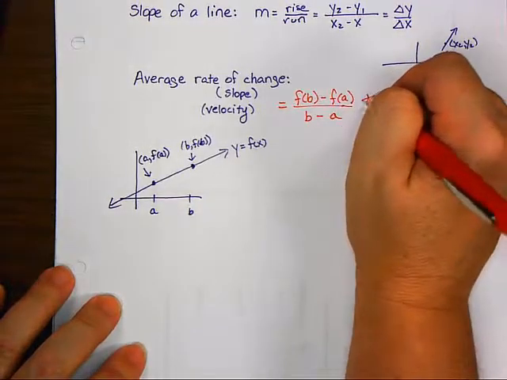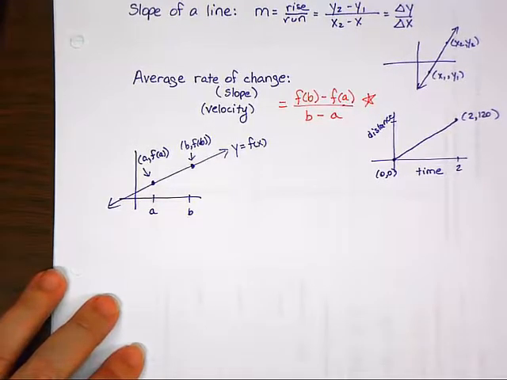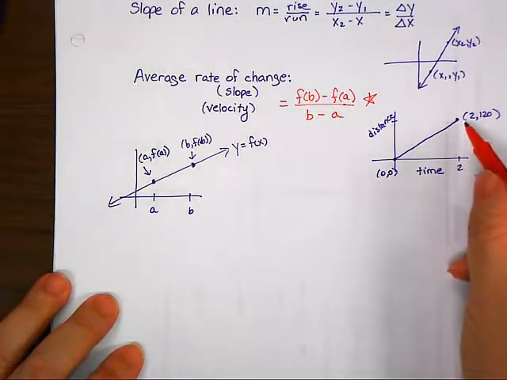Put a big star by that. That is a very, very important formula that you need to memorize for average rate of change and average velocity. It's the same formula. Okay? F of B minus f of A over B minus A. Now, this is the graph I drew to find the average velocity.